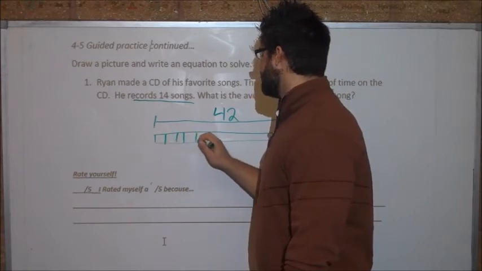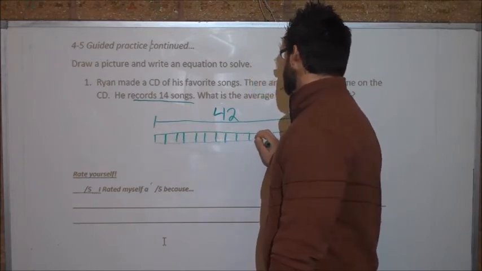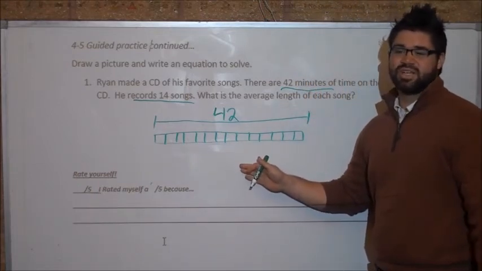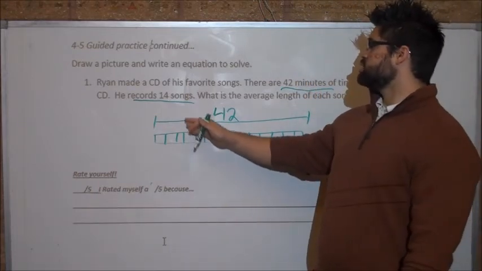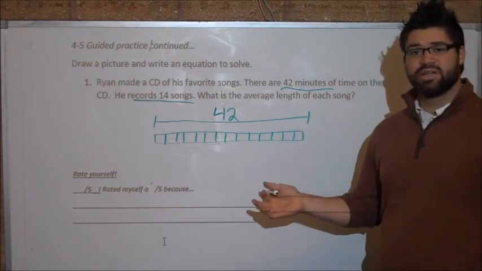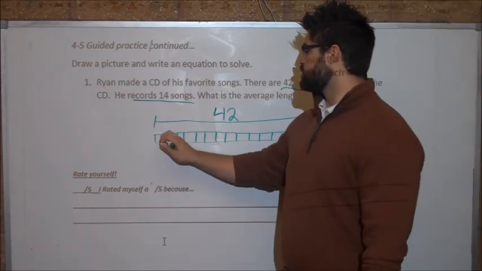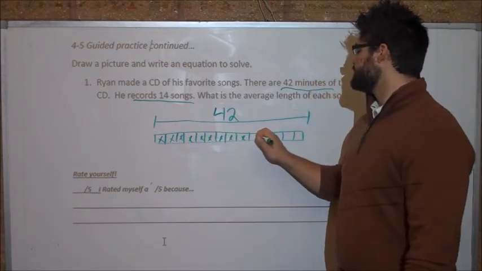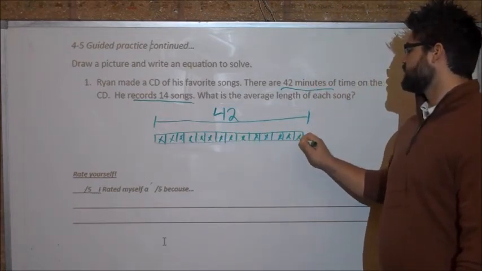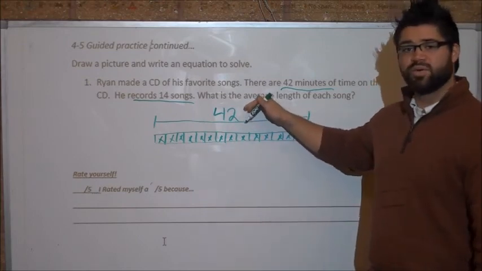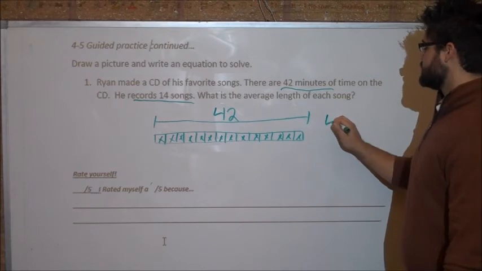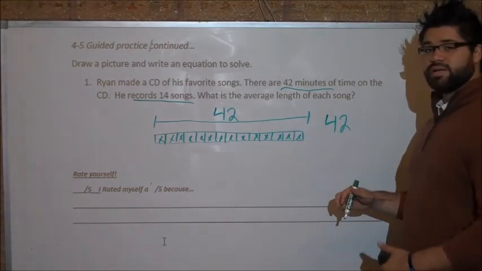So 2, 3, and so on. So pretend that these are about as equal as you could get. And now, do I know what the average length of each song is? Well, no, I don't. So this is going to be my variable. So last time we had the variable as our total. This time we're switching it up a little bit. So now we have 42 is going to be our total.